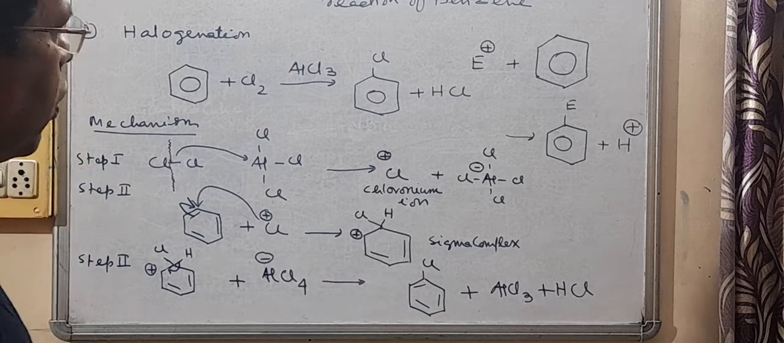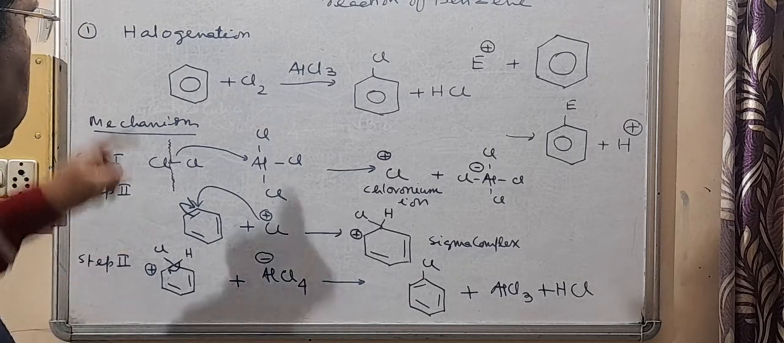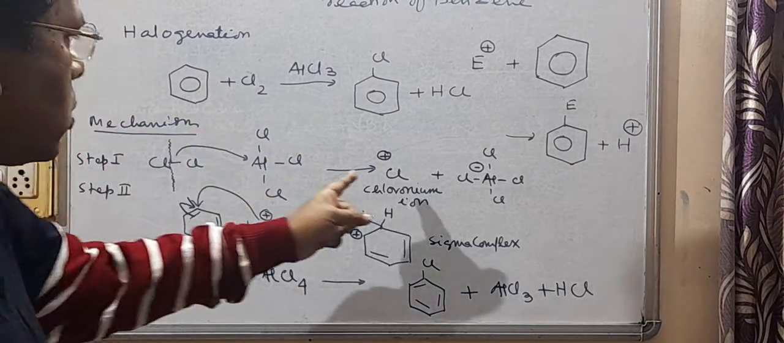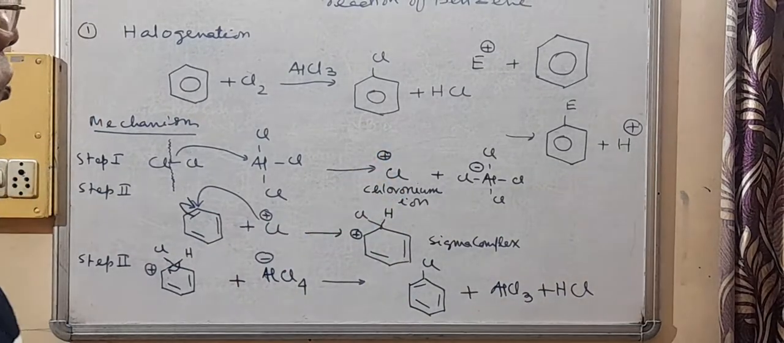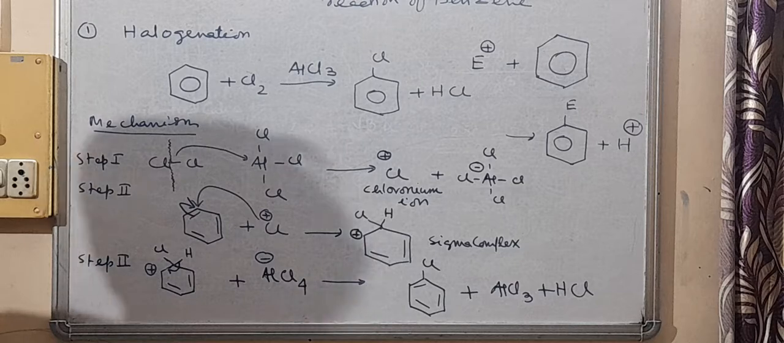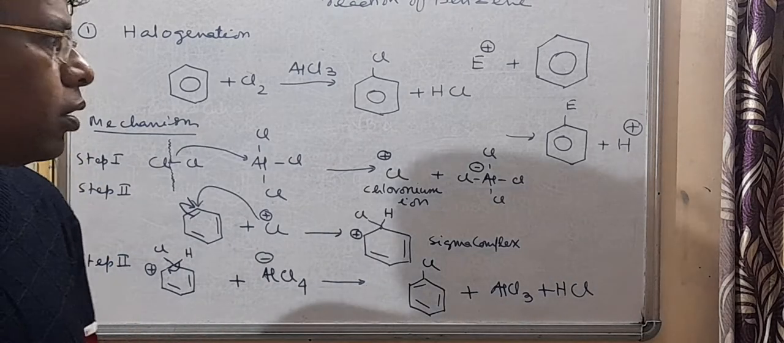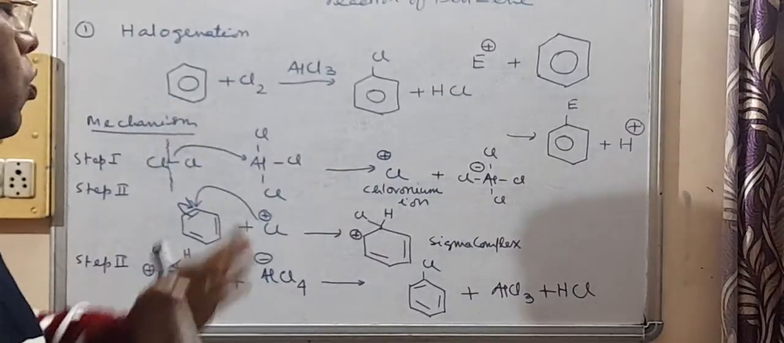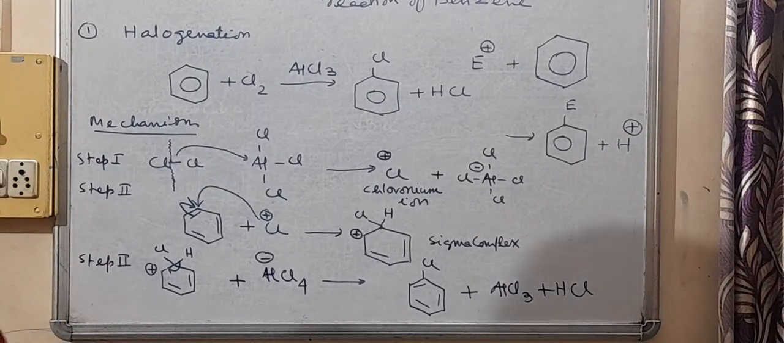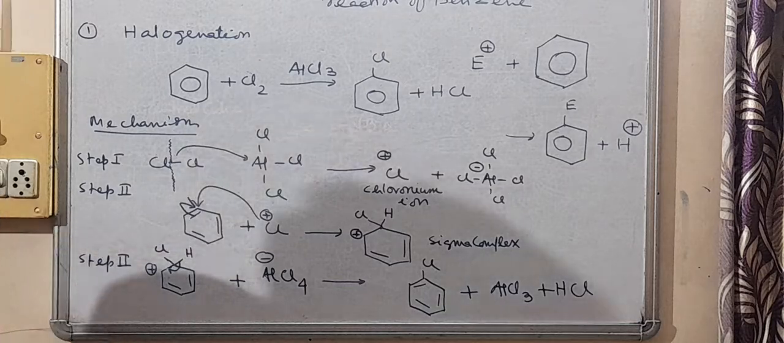One very important thing to remember here is that in halogenation, this is the electrophile that is generated: Cl plus. In this way, there are some other electrophilic substitution reactions that I am doing now. Next, suppose I am doing nitration.